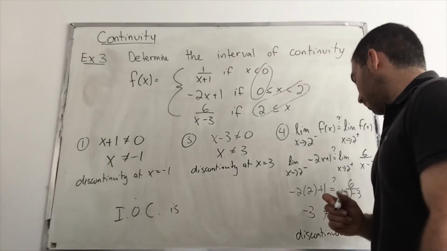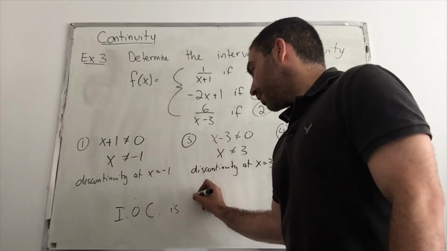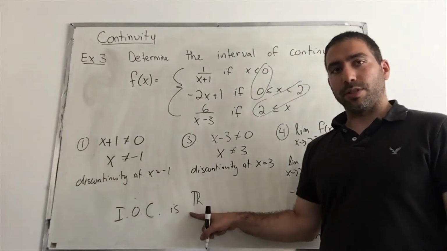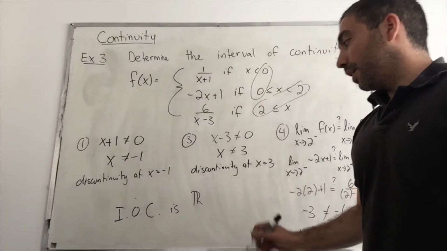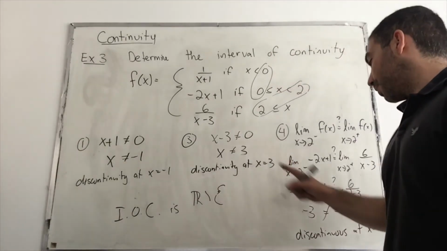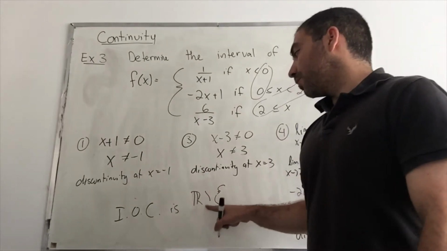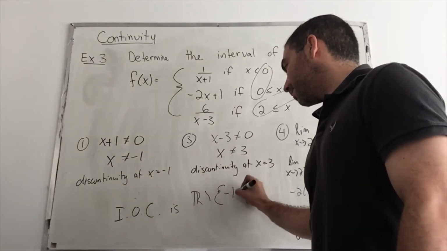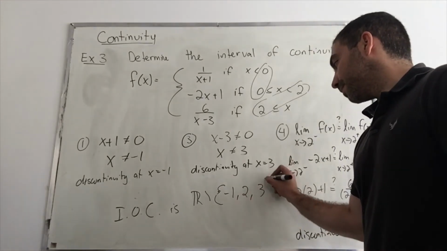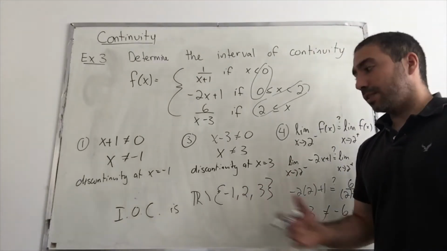Is one way of writing this is all real numbers. This is, I think, the easier notation. All real numbers. So this is negative infinity to positive infinity. And then we put a bar, except, open bracket, and then we put our numbers. All real numbers except negative 1, 2, and 3. Okay, so that's the interval of continuity.